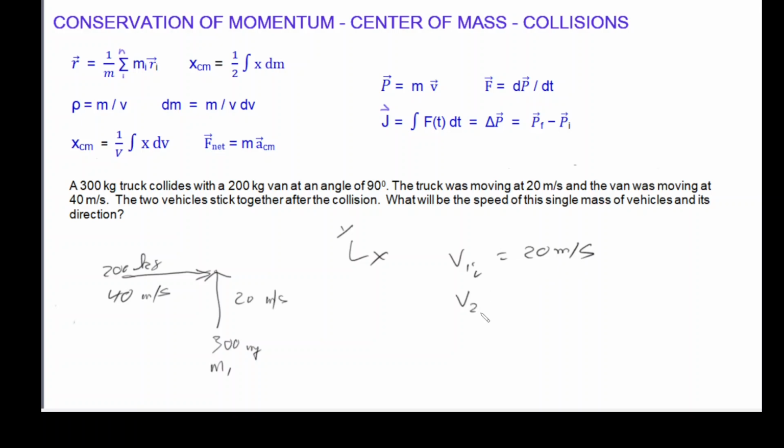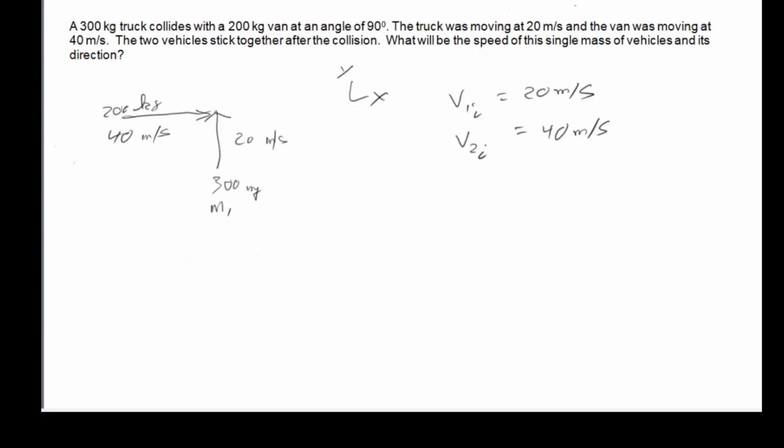And the initial velocity of mass 2 is equal to 40 meters per second. So if we set up our conservation of momentum equation, we get mass 1 times the initial velocity of mass 1 in the x direction plus mass 2 times the initial velocity of mass 2 in the x direction is equal to mass 1 plus mass 2 times the final velocity in the x direction.